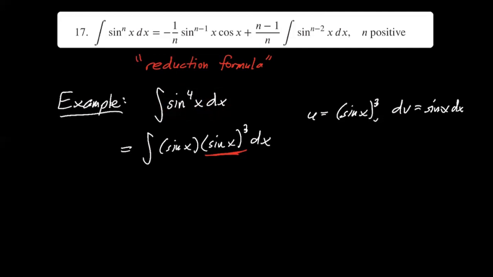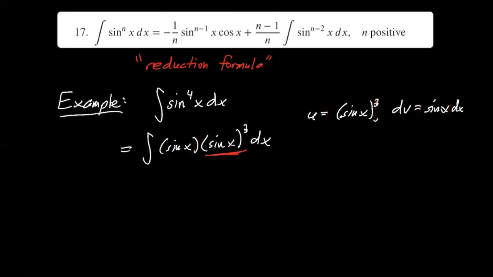If you broke it up as sine squared times sine squared, you need to integrate one of them and differentiate the other, right? One needs to be the dv, and that's already hard to integrate. So we want to split it up in such a way that we get something easy to integrate and the other thing we can always differentiate. So this is easy to integrate, this sine x right there.